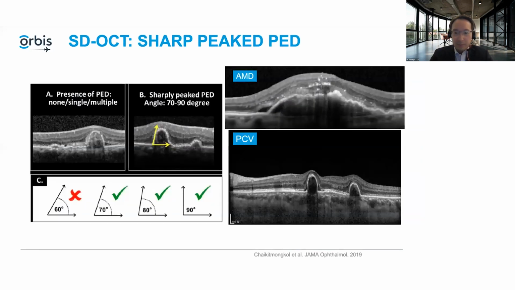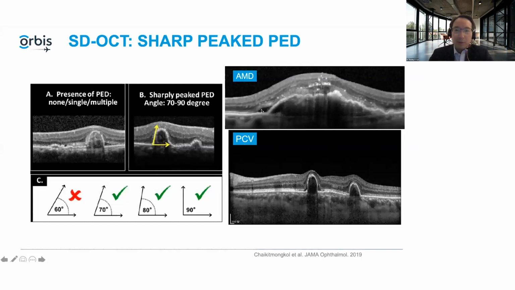Here again is taken from the paper by Dr. Chaikitmongkol. You can see what is the definition of sharp peak PED? If you measure this angle from the edge of this polypoidal lesion, the elevated PED, to the RPE layer, anything greater than 70% would be considered as a sharp peak PED.